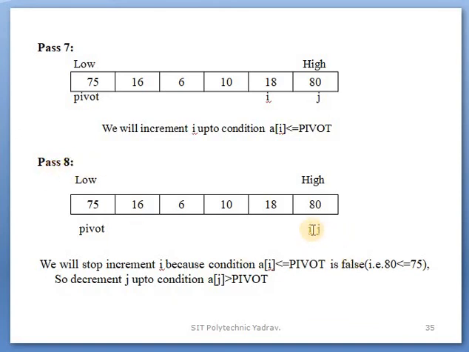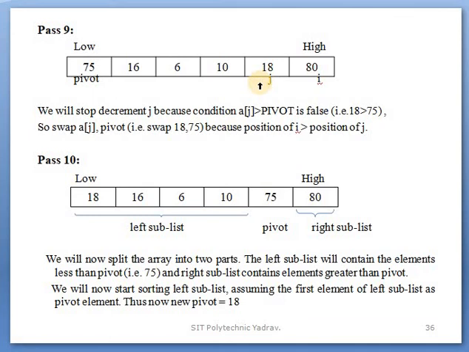Pass 8, in that i is incremented. We will stop incrementing i because the condition a of i less than or equal to pivot is false. That means 80 less than or equal to 75, this condition is not true, so it is false. So stop the increment of i. So decrement j up to the condition a of j greater than pivot. In that, j is decremented. We will stop decrementing j because the condition a of j greater than pivot is false, meaning 18 greater than 75 is not true, so the decrement of j stops.